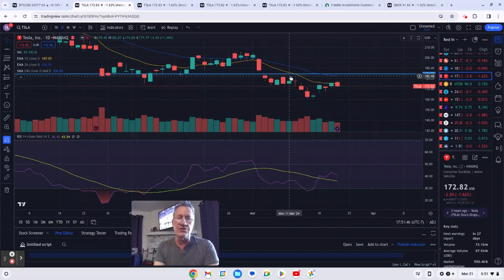So first and foremost, this is the high that we need to get over. It's the high actually of this candle. Let me make sure. It's either 184.59, 182, 182. Yeah. So we need to get over that high of 184.59. And that's where I drew the line here.